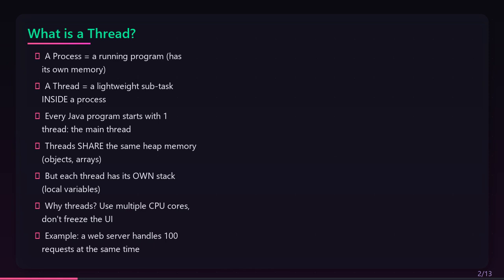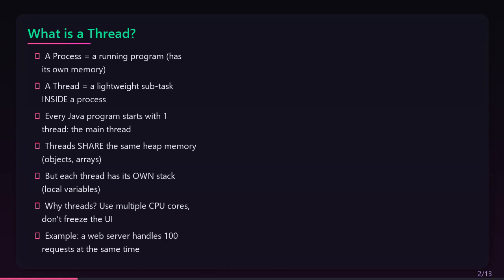When you run any program, the operating system creates something called a process. A process is just a running program with its own memory. Now inside that process, you can have multiple threads. Think of threads as many workers inside the same factory. They all share the same warehouse, which is the heap memory, but each worker has their own personal notepad, which is the stack. Every Java program starts with one thread called the main thread. That is the one that runs your main method. But you can create more threads to do work in parallel.